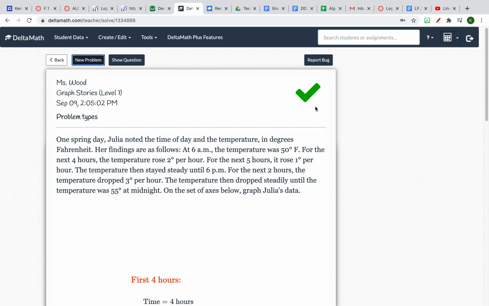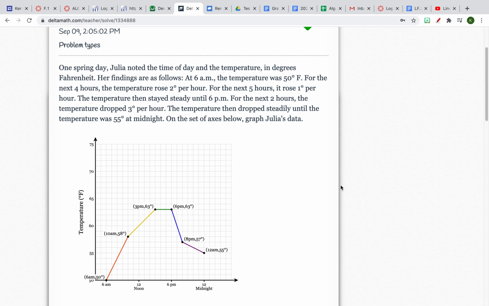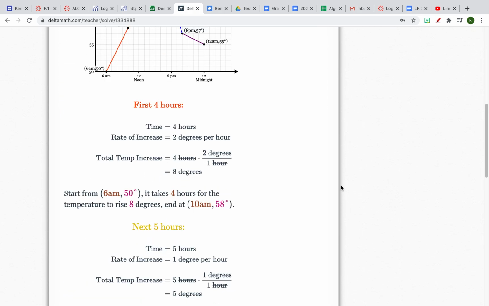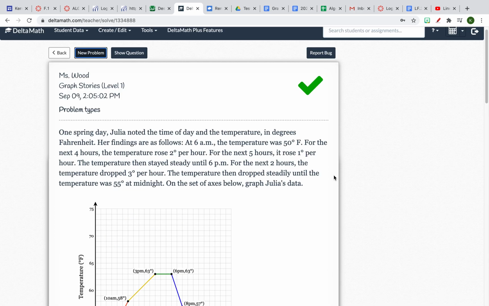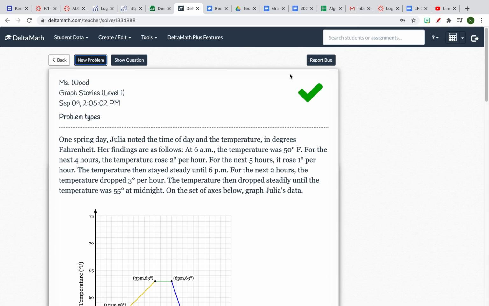See, that's all you've got to do. Okay, please make sure you do your Delta Math. Show me that you know how to do this, and I will talk to you all soon.